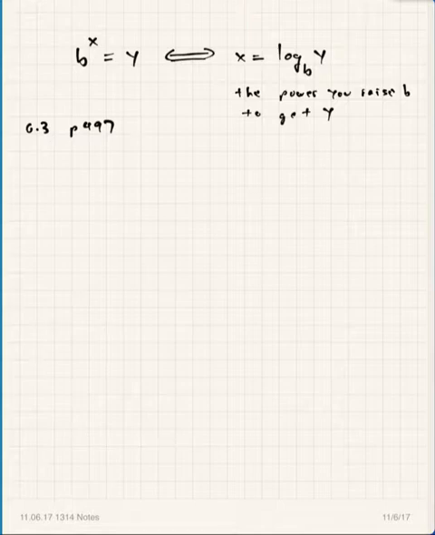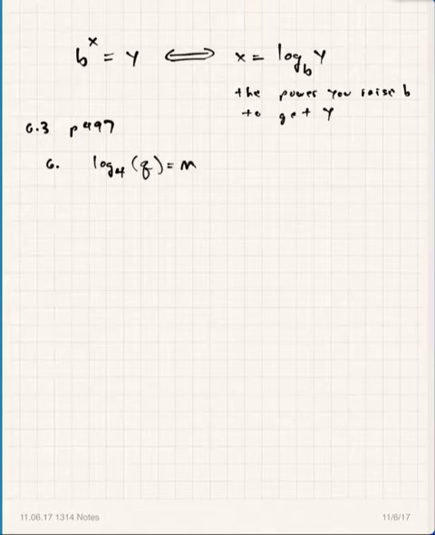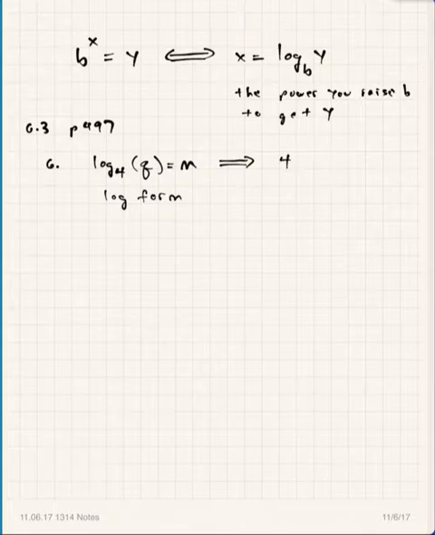All right, so starting off with problem number 6, you have logarithm base 4 of q is equal to m. Notice this is the logarithm form of the expression. Now we are asked to take that log form and write it in its corresponding exponential form. Don't forget that the base on the logarithm and the base on the exponential expression are always the same. So the base on the logarithm here is 4, so the base on the exponential expression is 4.